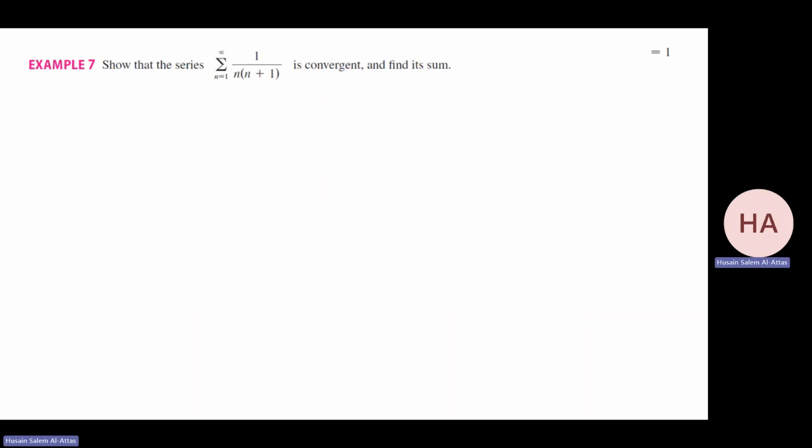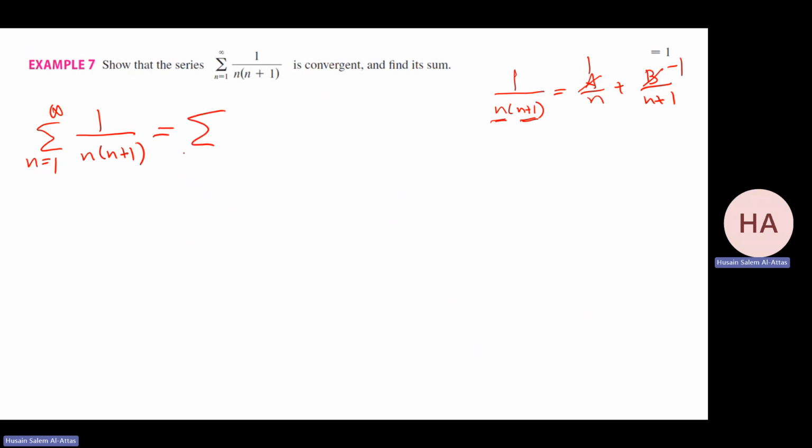Show that the series converges and find its sum. Okay. It seems to be telescoping, but first I need to do the partial fraction. That will be a over n, b over n plus 1. Cover this, I'm getting 1. Cover this, I'm getting minus 1. So I have n plus 1 minus n, which is 1 over n times n plus 1. So this series, 1 over n times n plus 1, would be the series of what? 1 over n minus 1 over n plus 1.